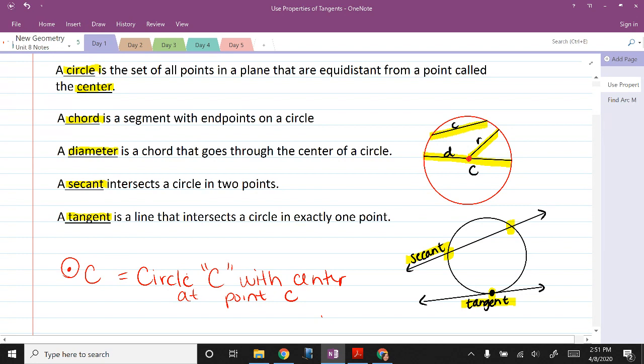Just for some reference, to name a circle, we have a big circle right here with a point inside and then outside a capital letter. So this first circle at the top of the page was called circle C, because the center of it is point C. So we have a circle with a point inside and then a capital letter for the center.